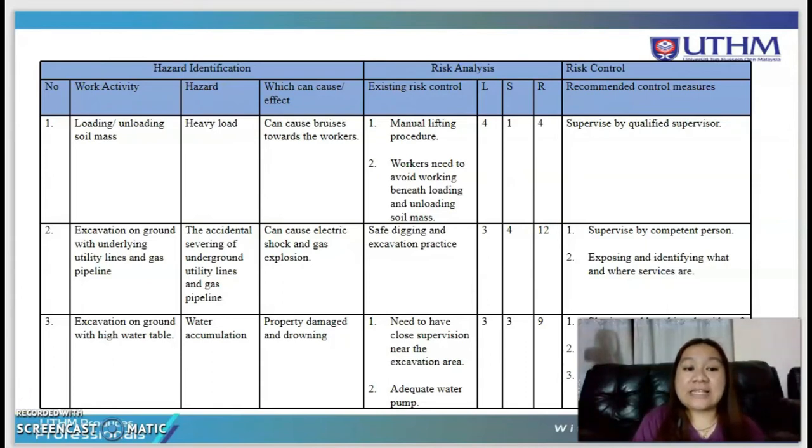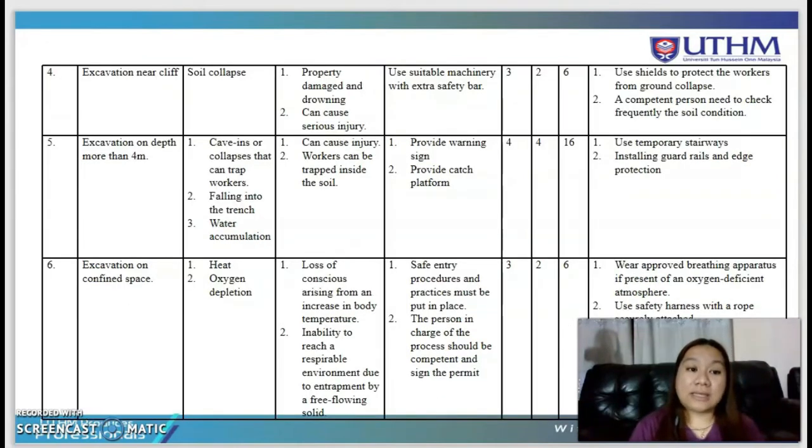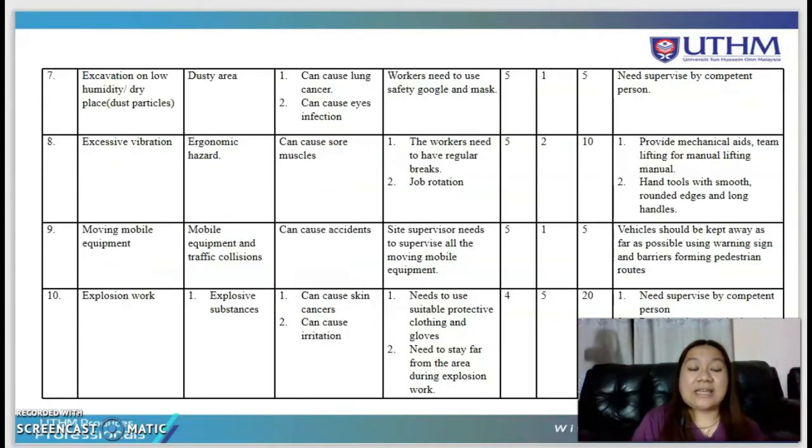The second one is excavation on ground with utility lines and gas pipelines. The third one is excavation on ground with a high water table. The next one is excavation near cliffs. The fifth one is excavation at a depth of more than 4 meters. The sixth one is excavation in a confined space. And then the next one is excavation in a low humidity or dry place.